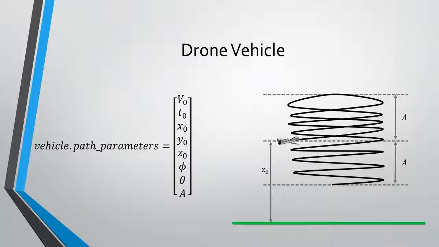So the vehicle path parameters, which are its velocity, the initial time, its XYZ coordinates, and then its bank, pitch, and amplitude of oscillation, are all randomly generated by the level generator at the startup of each level. I should explain, I made it a leveled system where the user tries to shoot down all of the enemy drones and then continues to the next level. So at the beginning of each level, these are randomly generated.